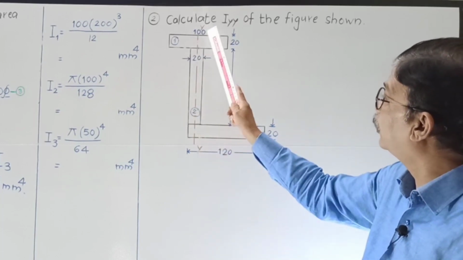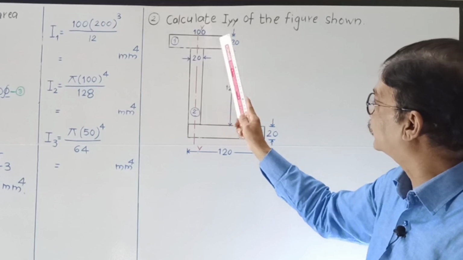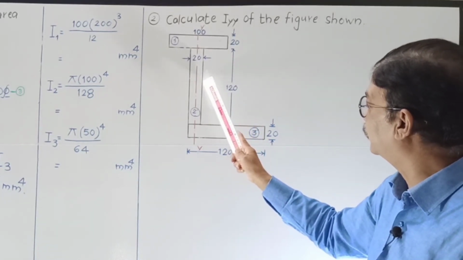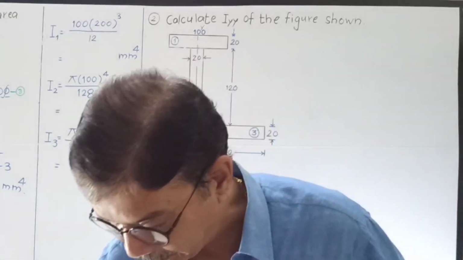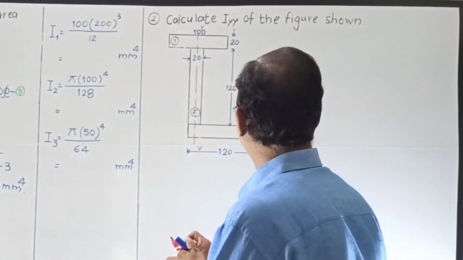So for this it will be IYY, no need of parallel axis theorem. For this it will be IYY, no need of parallel axis theorem. But for 3 you will have to use the parallel axis theorem. Okay. So let us see how to proceed.